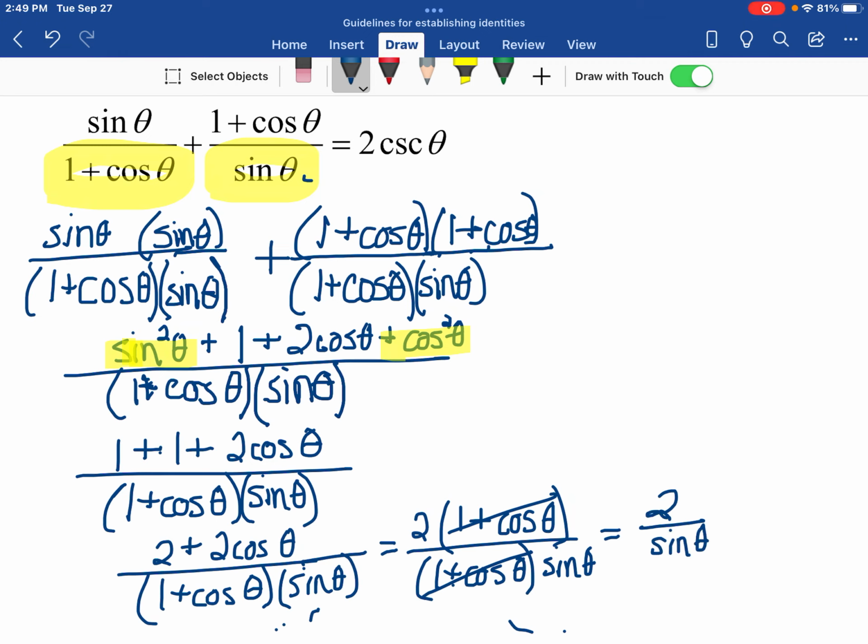But we know for a fact one of our trig identities is that the reciprocal function for sine is cosecant. So we can rewrite that as 2 cosecant theta, which is equal to the right-hand side of that equation. And we're finished.